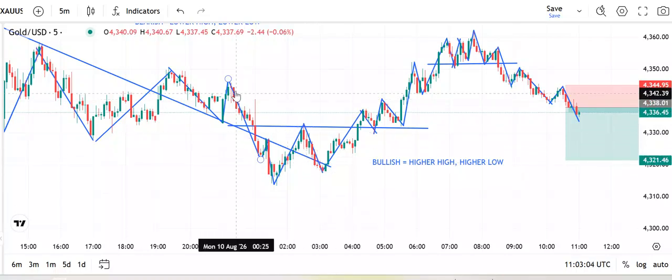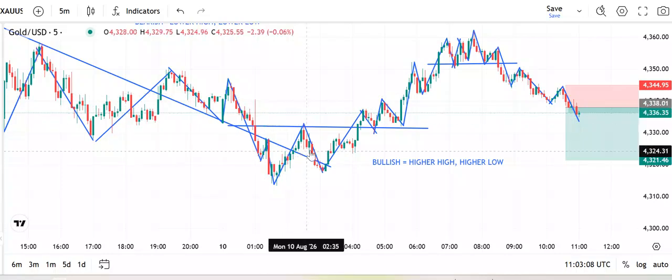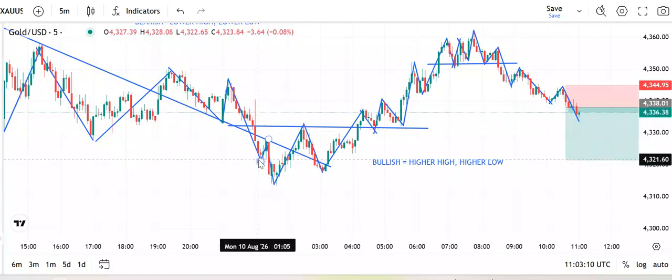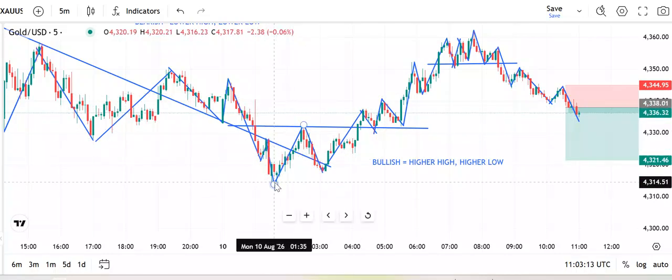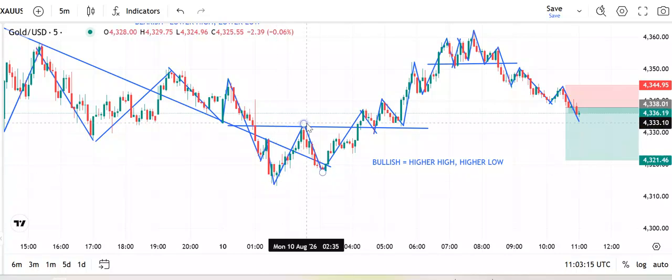So in the particular part where you have lower low, lower high, lower low. Then you have higher high. This is your change of character.